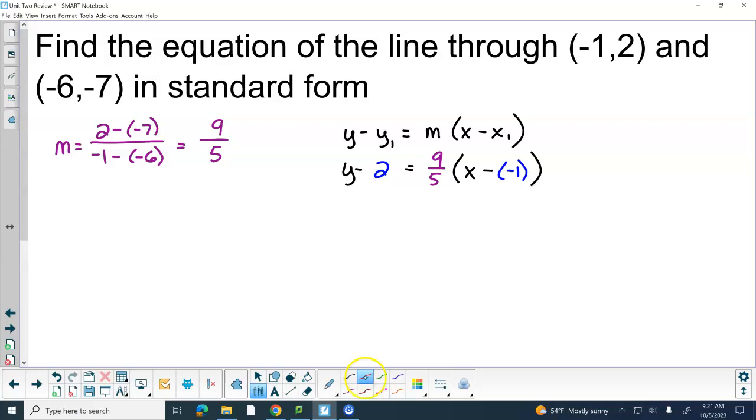First thing that I would do, because standard form has no fraction, no decimal, I would get rid of the fraction right from the start by multiplying through by 5. If I multiply through by 5, then I've got 5y minus 10 equals 9 times the quantity x plus 1.